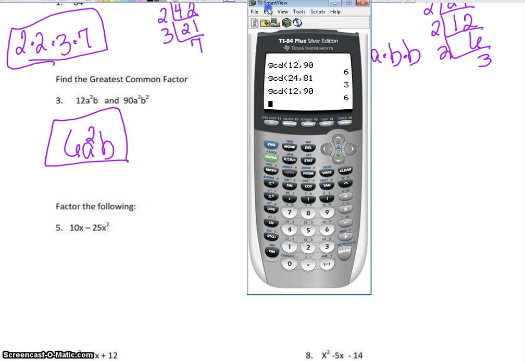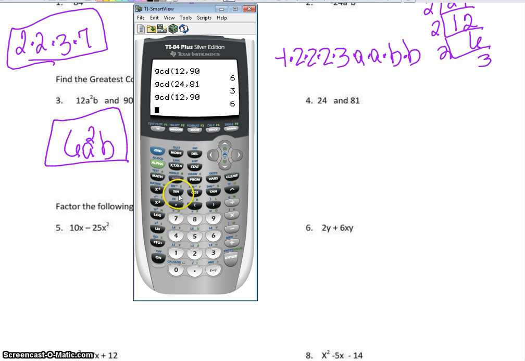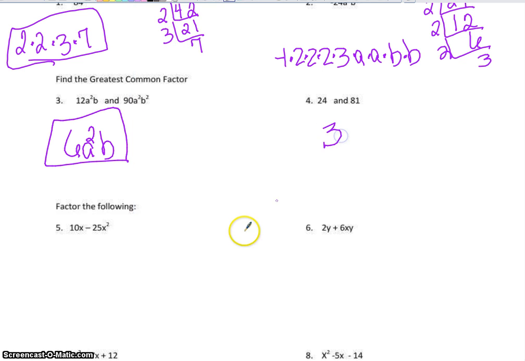For finding the greatest common factor for 24 and 81, go back to math, over to num, choose number 9, 24, comma, 81, enter. It would work better if I put the 2 in front of the 4. Let me go back and fix that. 24 and 81, and your greatest common factor is 3.